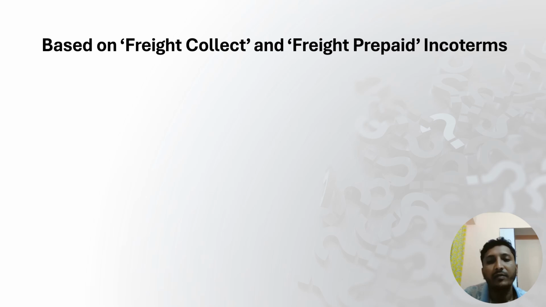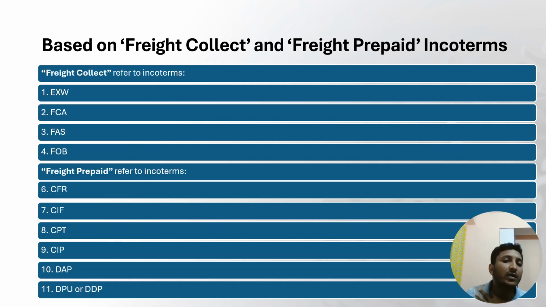Based on freight collect and freight prepaid, how can you know freight collect? That means the buyer needs to pay. Freight collect applies to EXW, FCA, FAS and FOB. All these four use freight collect. Whenever using the following Incoterms, the freight is already prepaid from the supplier end: CFR, cost and freight, CIF, cost, insurance and freight, CPT, carriage paid to, CIP, and DAP and DDP.